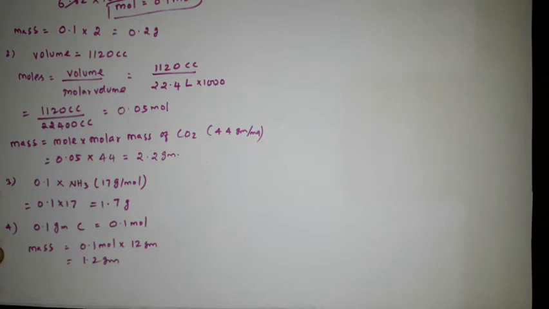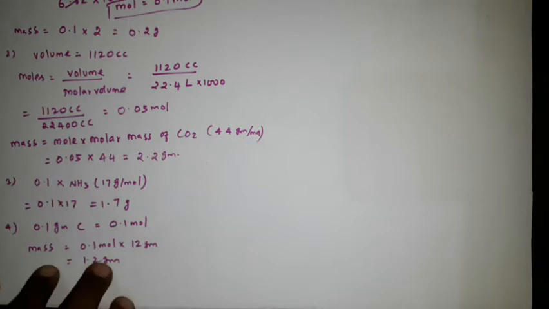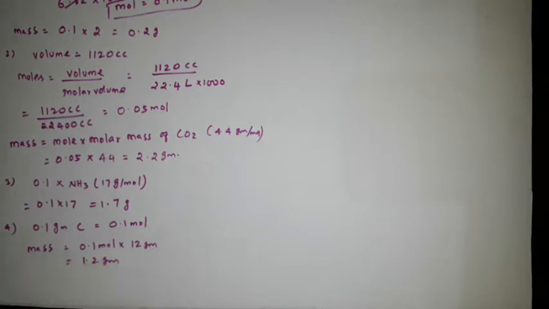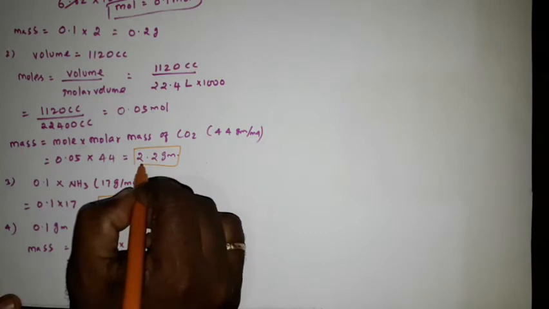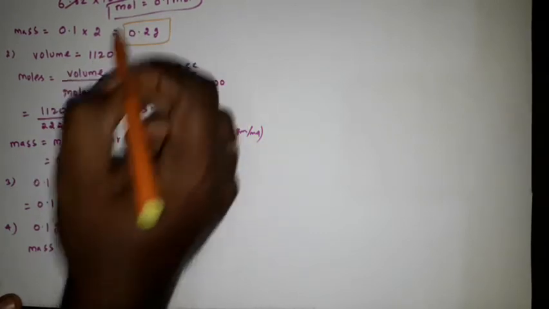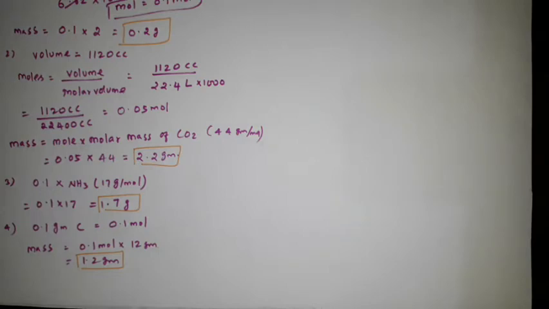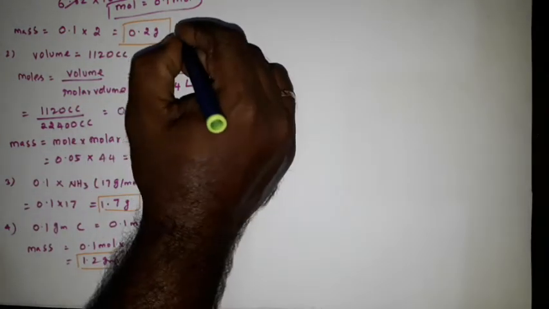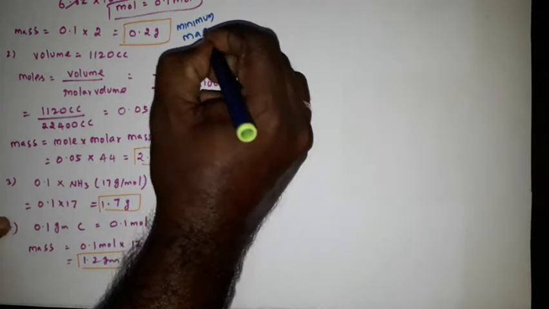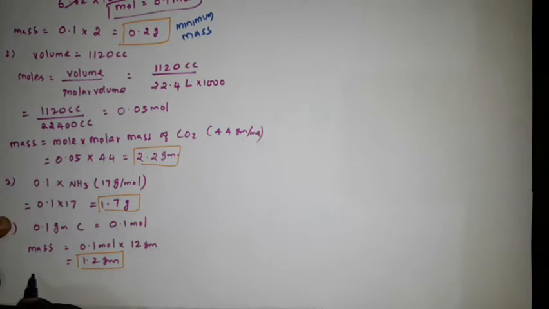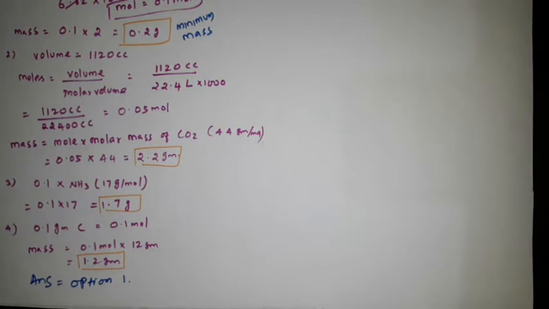Clear? See here, out of this 4 options, which is the lowest mass, we will check. Now see, this is 1.2 gram, this is 1.7 gram, 2.2 gram, and here 0.2 gram. So option 1 is the right answer, because option 1 has the minimum mass. So option 1 is the answer. Clear?